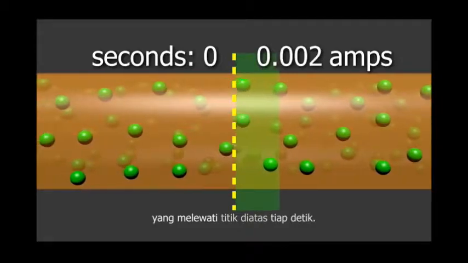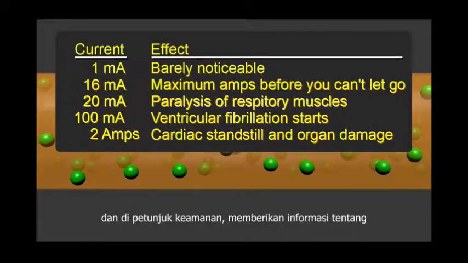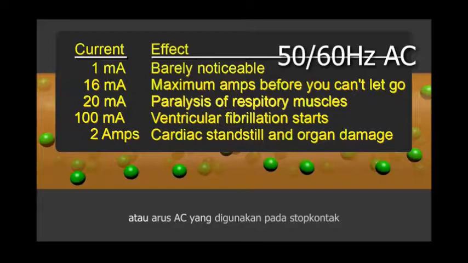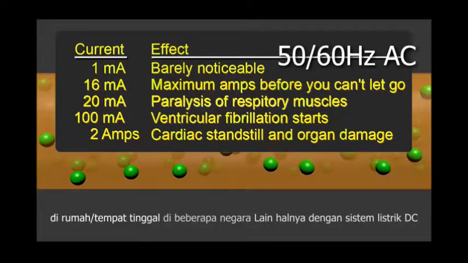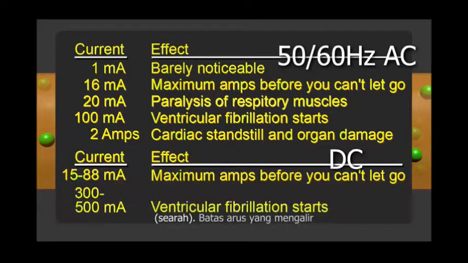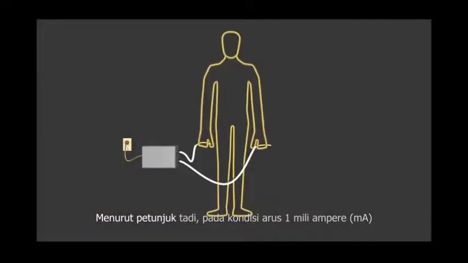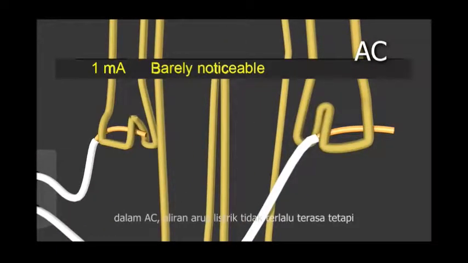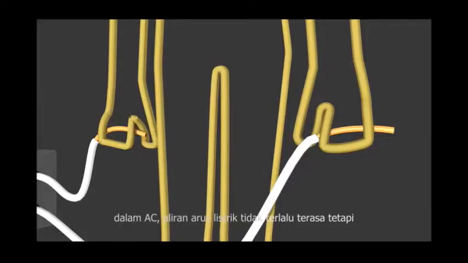second. Here's a table used in a few governments' health and safety documents, telling you what happens to your body when different amounts of current flow through it. It's for both 50 and 60 Hz alternating current, or AC. That's what you get from your wall socket in many countries. For direct current, or DC, the current has to be higher, but the numbers are still in the milliamps. According to the documents, at 1 milliamp, or 0.001 amps AC, the feeling is barely noticeable.